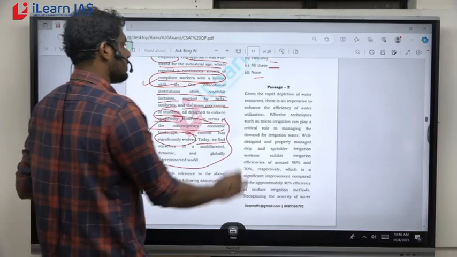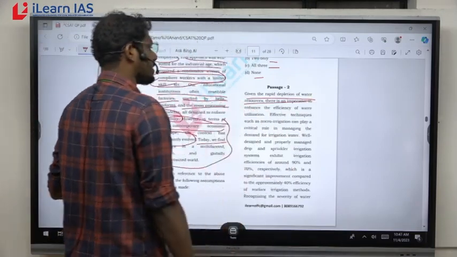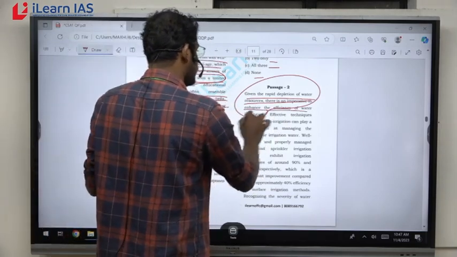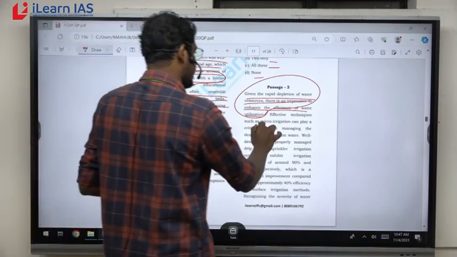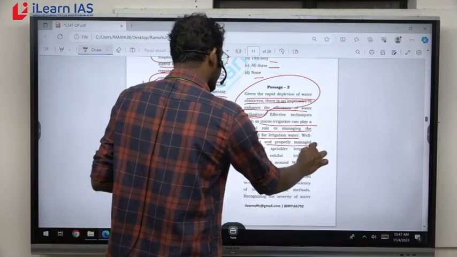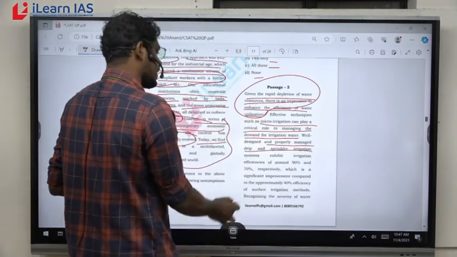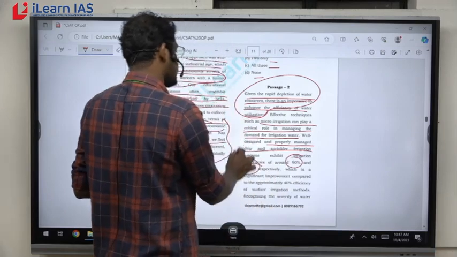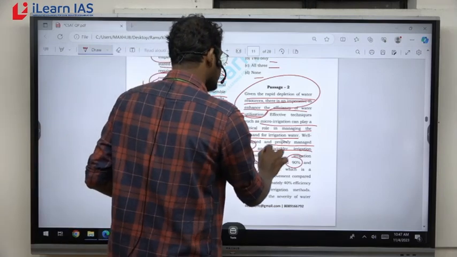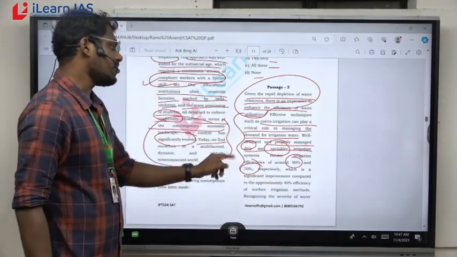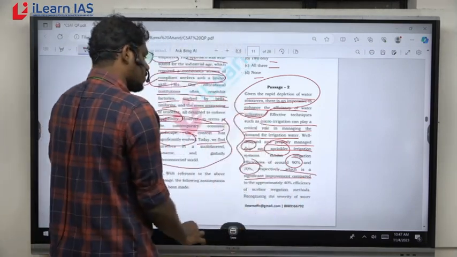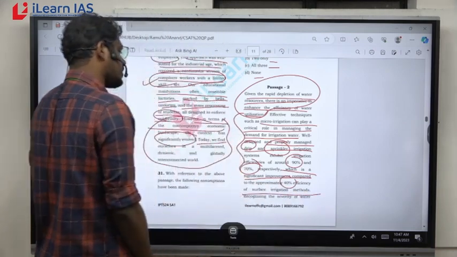The passage says, given the rapid depletion of water resources, there is an imperative to enhance the efficiency of water utilization. Focus on the first part. Effective techniques such as micro irrigation can play a crucial role in managing the demand for irrigation water. Well designed and properly managed drip and sprinkler irrigation systems exhibit irrigation efficiencies of around 90% or 70% respectively, which is a significant improvement compared to the approximately 40% efficiency of surface irrigation methods.